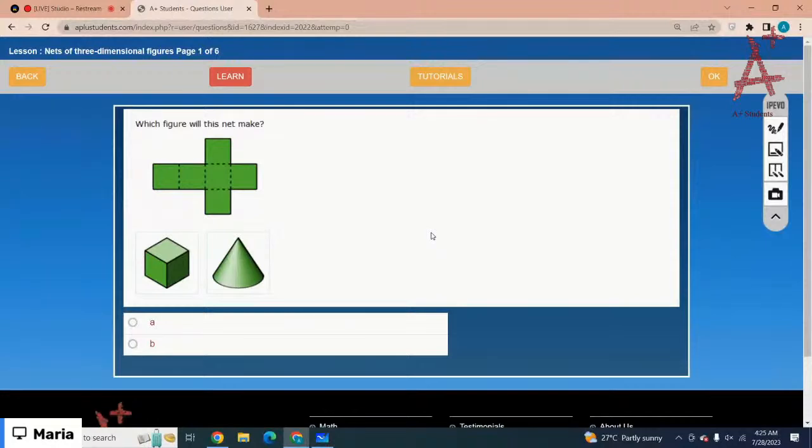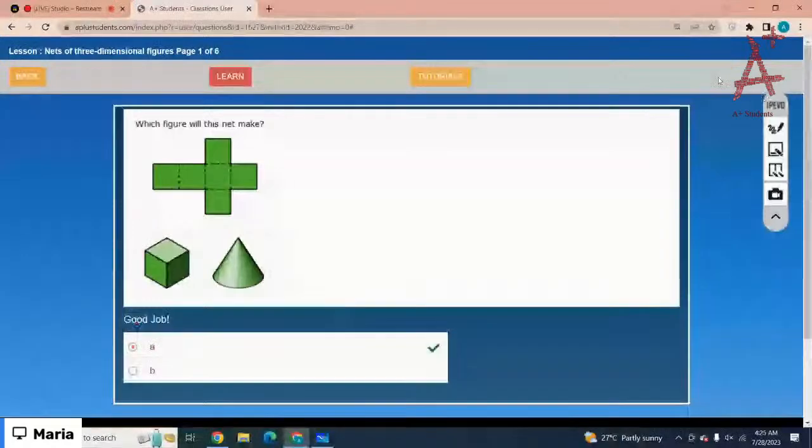The correct option is option number A. If you fold the image along the dotted line, you can see all the faces are square. That means it will make a cube. So the correct option is option number 1.